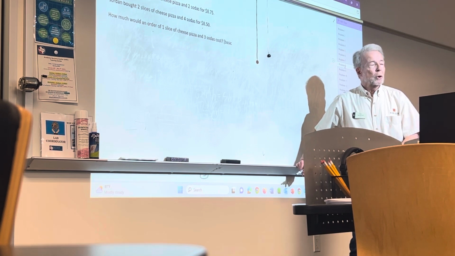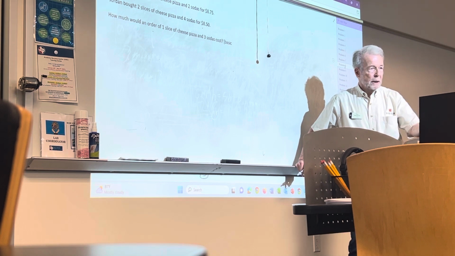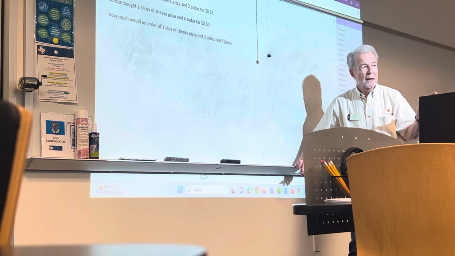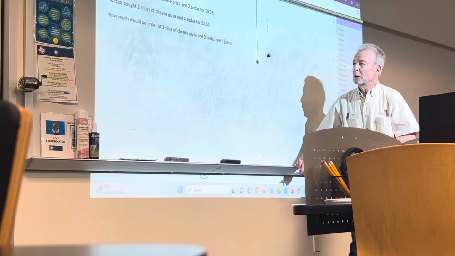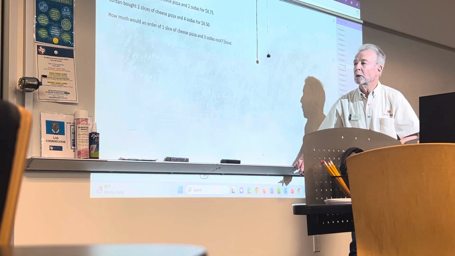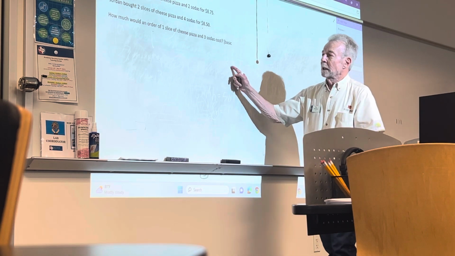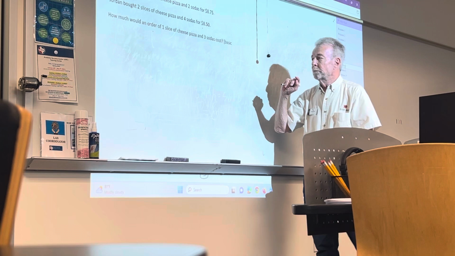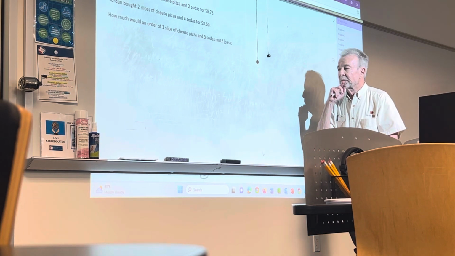Now we know what the total cost was for everything on the tray as he went through the cashier, but we don't know what the actual price was of a slice of pizza, nor do we know what the cost was for a single soda. And that's what we're asked for at the end. How much would an order of one slice of pizza and 3 sodas cost?